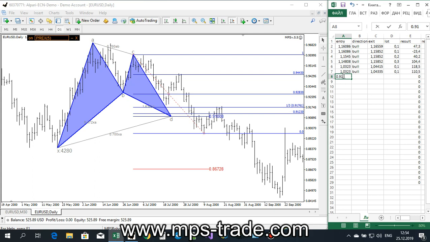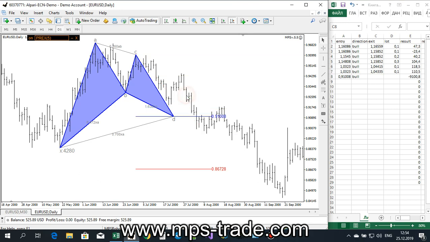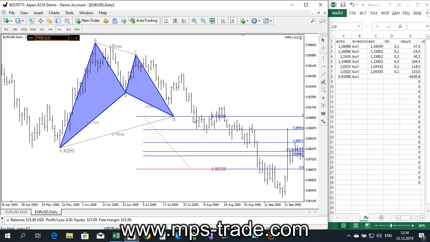0.91 is the entry. 0.91008. This was bull. By the way, as price went deeper into this zone, so let us see, maybe we execute netting positions. And we do execute that. The first one is 91.08 and the second one is 89.940.